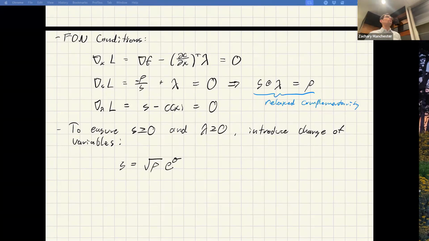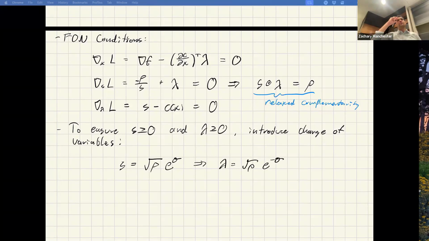It's got to be square root rho e to the minus sigma, right? e to the sigma times e to the minus sigma is 1, and then square root rho squared is rho. So because of that relaxed complementarity, if I make S this, it sort of means lambda has to be this.